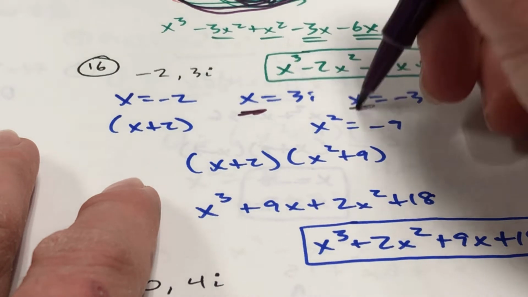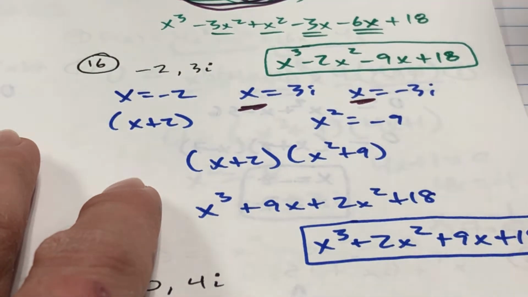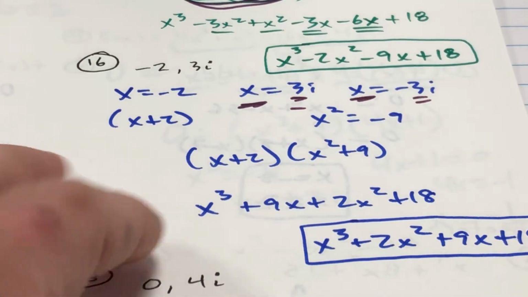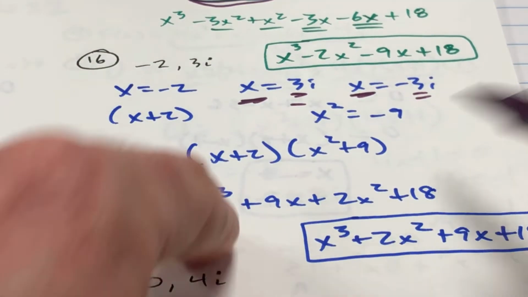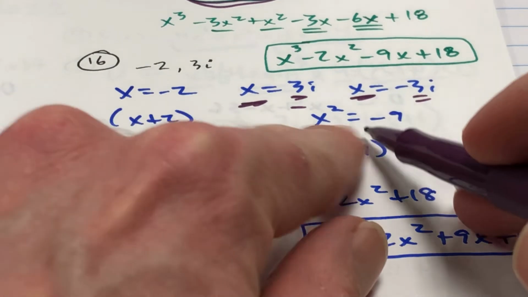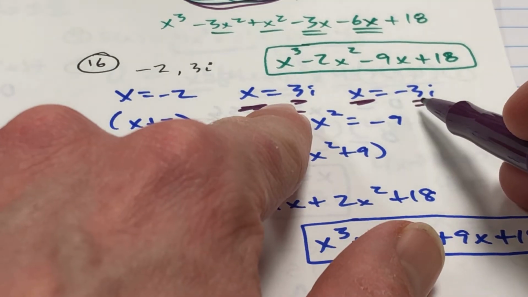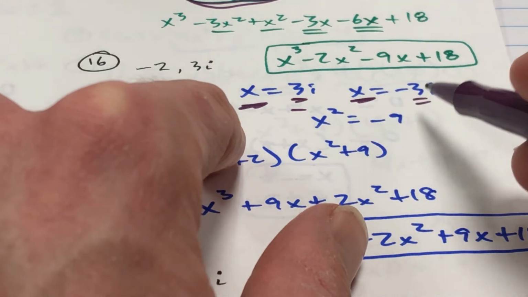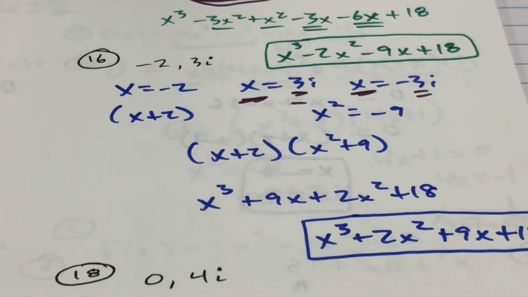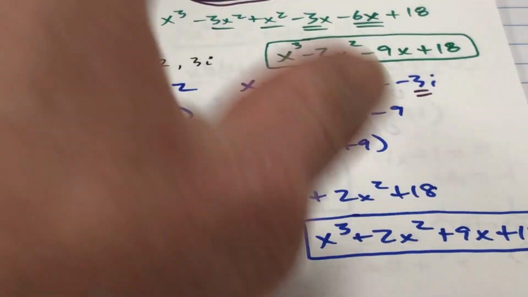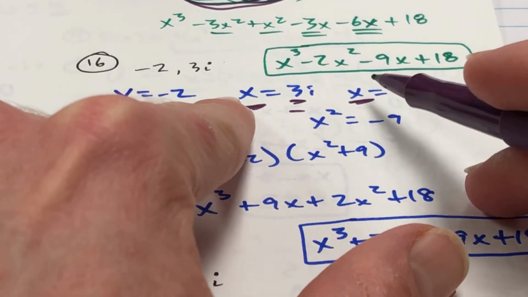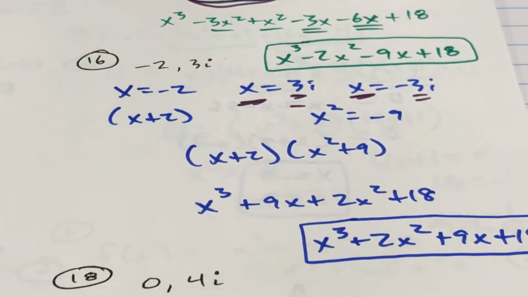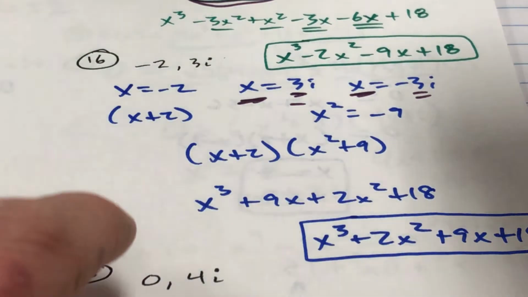Do x times x, that's x squared. Do 3 times negative 3. If x equals 3i and x equals negative 3i, then x squared, x times x, would have to equal 3 times -3, -9. Don't believe me? Take the square root of both sides. You get plus or minus square root of -9, which is plus or minus 3i, which is what you have here. So simply do x times x, and then multiply those two numbers together. X squared would have to equal -9.